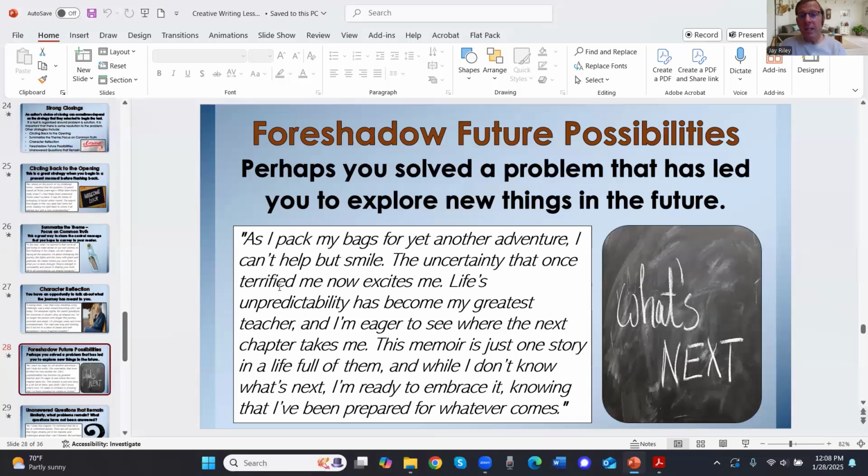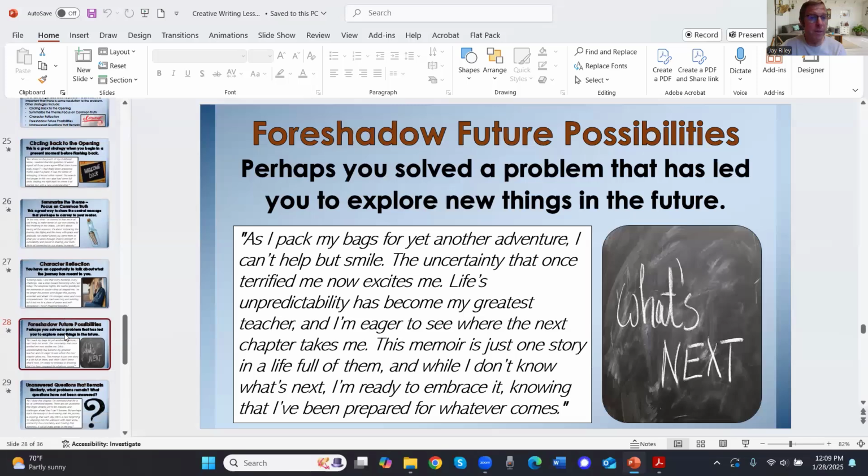So I really love this. The main character is packing up. They're getting ready to go on another adventure. So I'm curious, what's going to happen on that next adventure? That could be another narrative that this author may choose to write about.